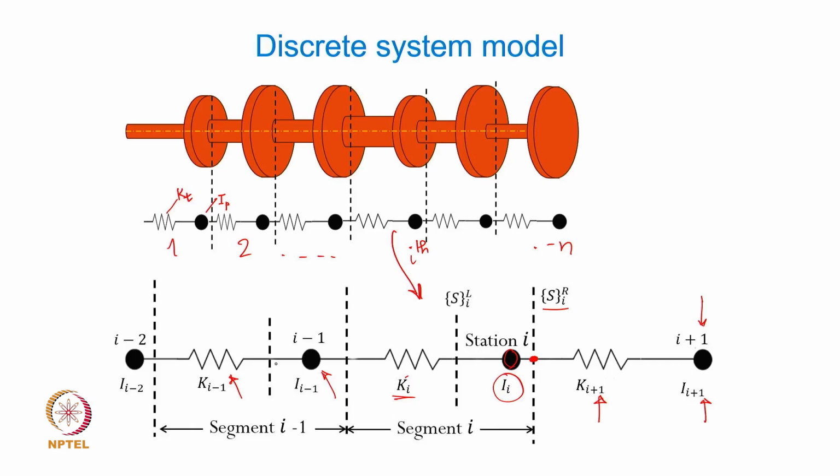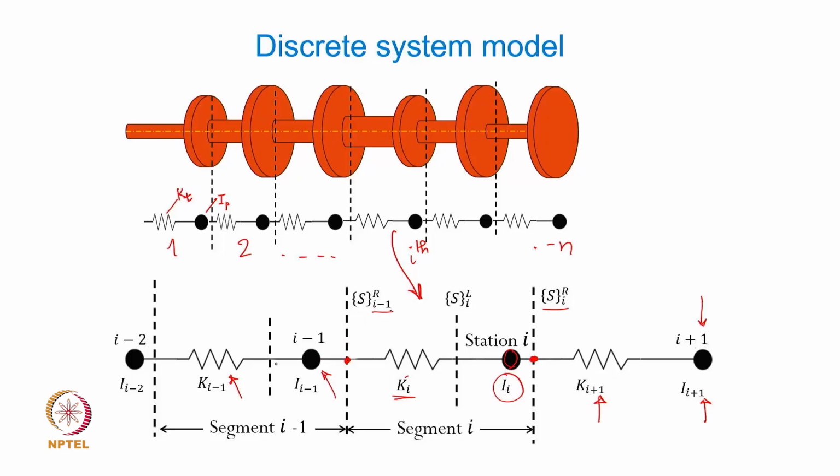On the same lines, on the left of the ith station the state vector is SLi, which means the left of the ith station, and then we can accordingly represent the state at the end of the segment, which now turns out to be on the right of the previous station, that is i minus 1. So we are attaching the name station to the mass element here. So to the right of the i minus 1th station, the state vector is defined as SR i minus 1.